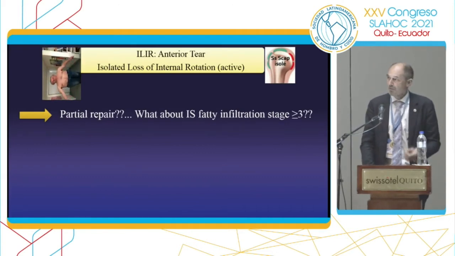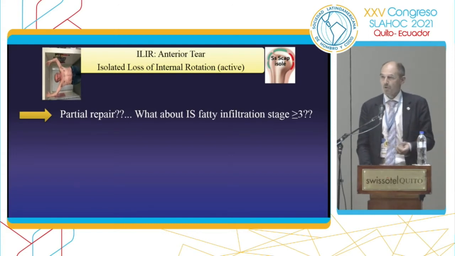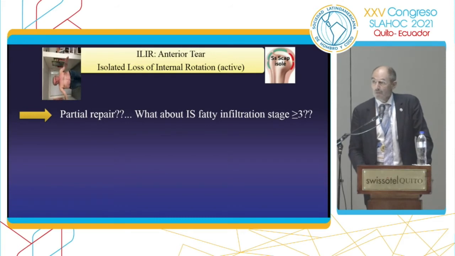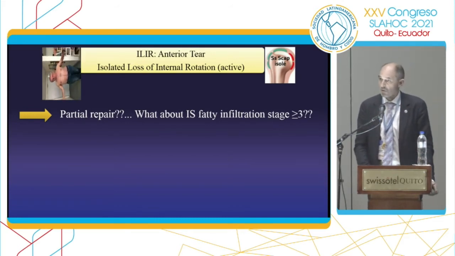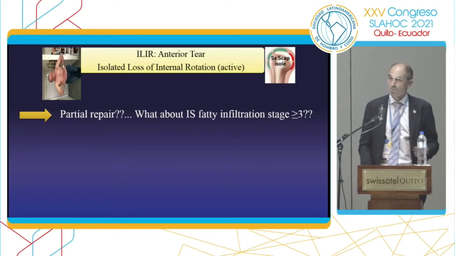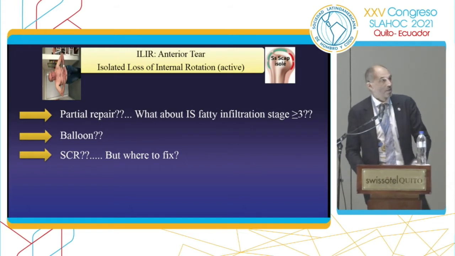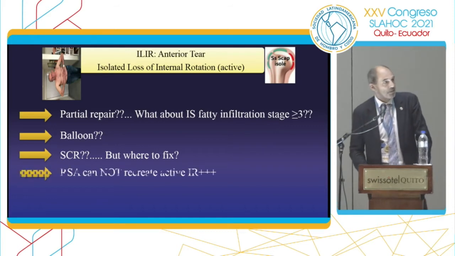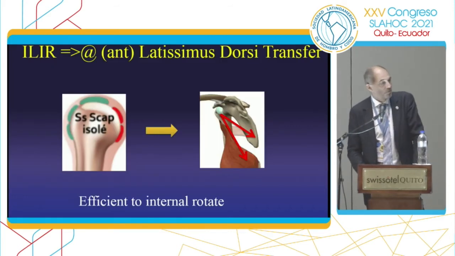So now the deficit of internal rotation, exactly the same discussion: a partial repair, yes, if it works, but what if it doesn't work? And what about if you have a fat infiltration type 3 or 4 of your subscap? It's totally useless for me to try to repair. You may stabilize the shoulder, but you will not recreate internal active rotation. You know what I think about the balloon? And what about the SCR? If you have no subscap, where will you fix your SCR? For me, it's difficult to understand that. And because of that, active reverse is the same discussion regarding the age.